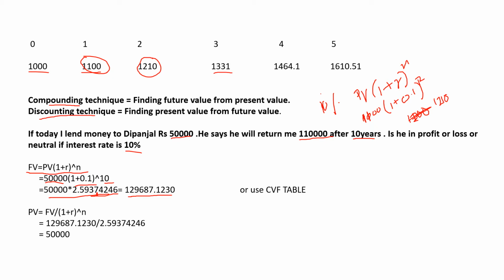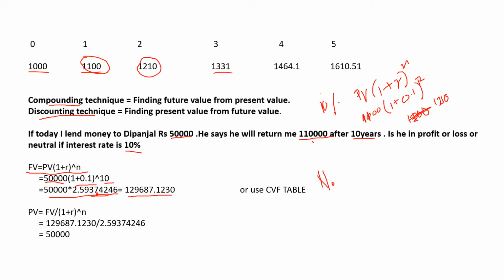So should I lend my money to Dipanjan? Yes or no? He says that he will be paying me 1,10,000, and the future value of today's 50,000 is 1,29,000. That means he is paying me less. So my answer will be no. Pay me either 1,30,000, only then I will give you 50,000 today. Otherwise, I will be investing it somewhere else.